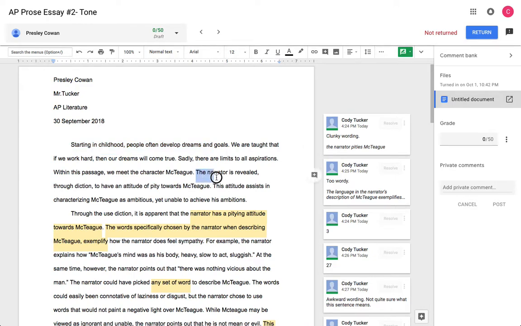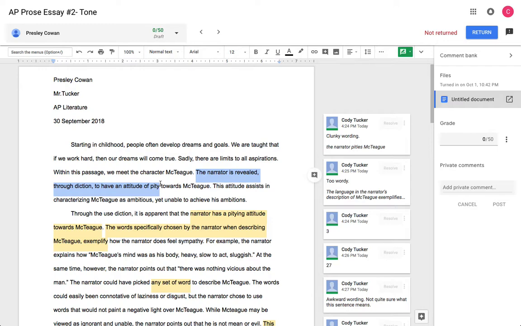I feel like you did a good job of answering the prompt. You explain throughout your paper that the narrator has an attitude of pity, which is great. Okay, I agree with that, and it's specific. You don't just say the narrator has an attitude. Okay, you explain what that attitude is, and you consistently stick with that throughout the essay. So you don't wander away from your thesis.